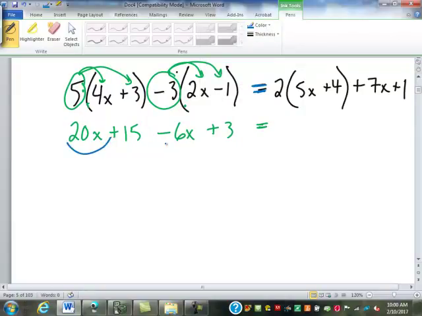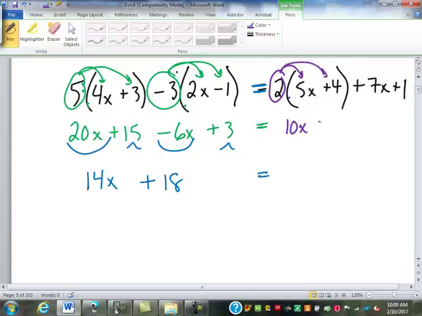Very good. Now before we go over to the right side, let's see what else we can combine here. We've got 20x and negative 6x make 14x. And 15 and 3 make 18. So now we've combined, we've simplified everything we can on the left side. Let's go over to the right side. What do we have to do first there? The parentheses multiplied by 2. 2 times 5x, 10x, and 2 times 4, positive 8. Now we keep our positive 7x and our positive 1.